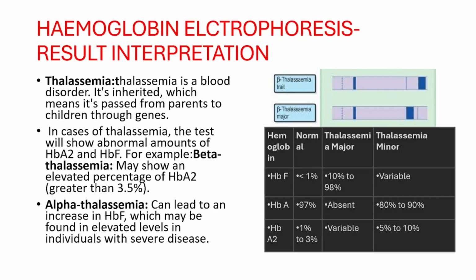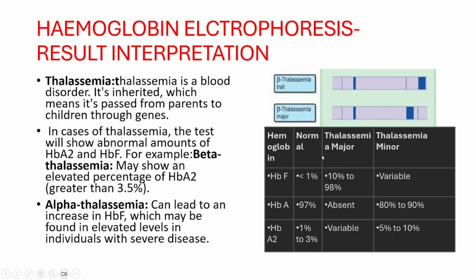Thalassemia. Thalassemia is a blood disorder. It's inherited, which means it is passed from parents to children. You can see this table. In a normal healthy adult, HbF is approximately 1% or less than 1%. Adult hemoglobin is 95 to 98%, on average 97%. HbA2 is approximately 1 to 3%.